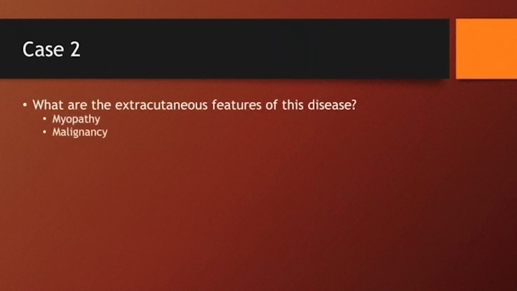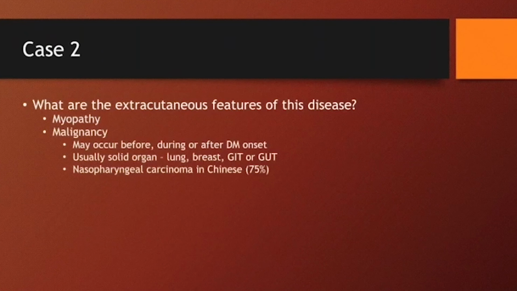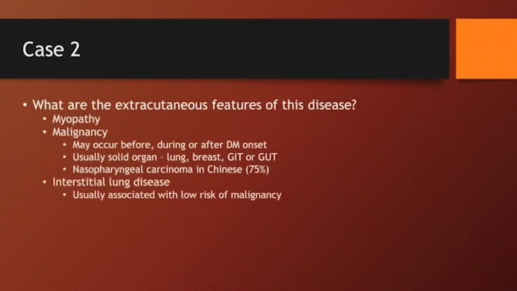Myopathy, malignancy, which may occur before, during, or after the onset of dermatomyositis. This is usually solid organs such as lung, breast, GIT, or GUT. And in Asian or Chinese background, 75% of the malignancies are due to nasopharyngeal carcinoma. Another extracutaneous feature of this disease is interstitial lung disease, which is actually usually associated with a low risk of malignancy.